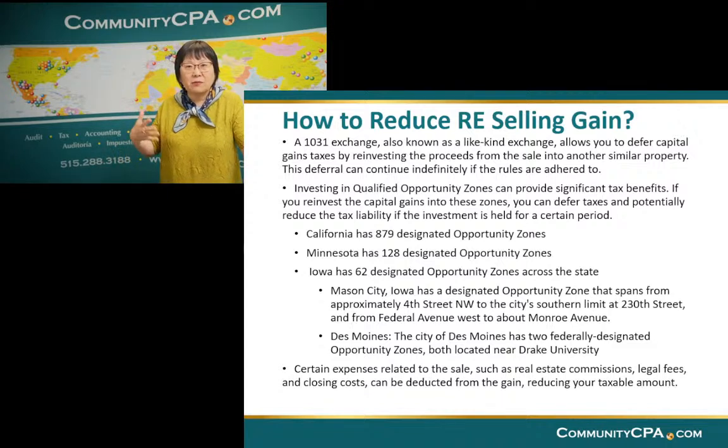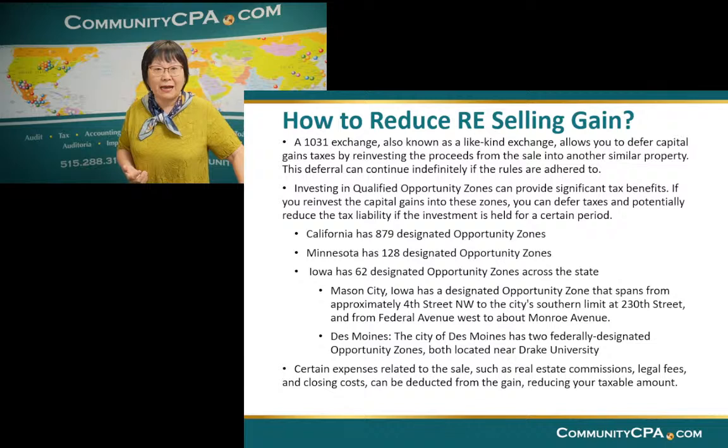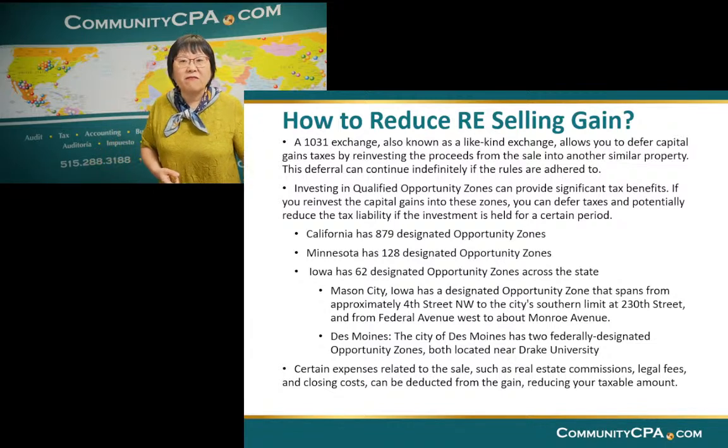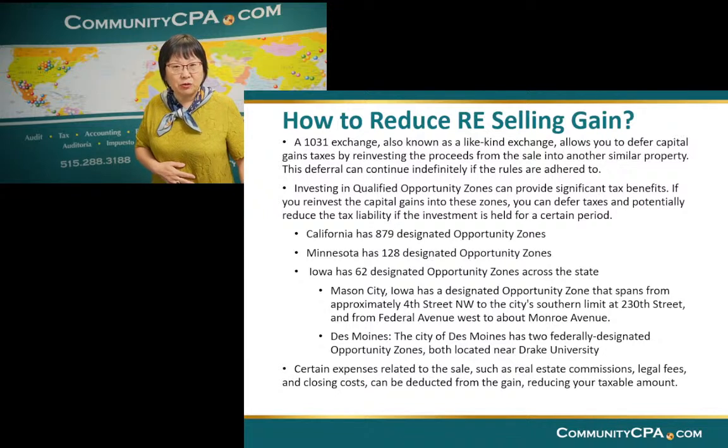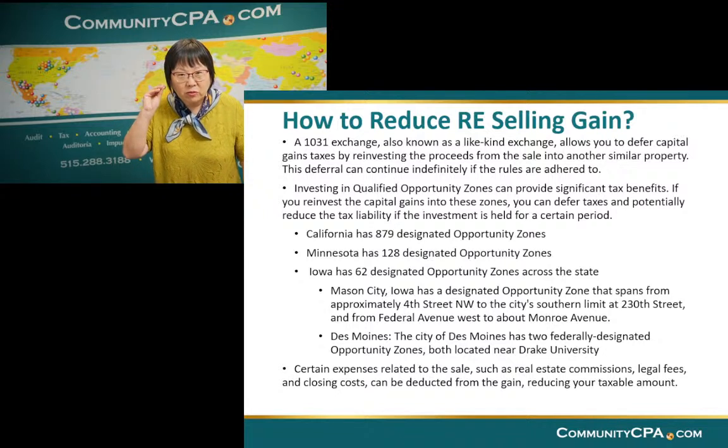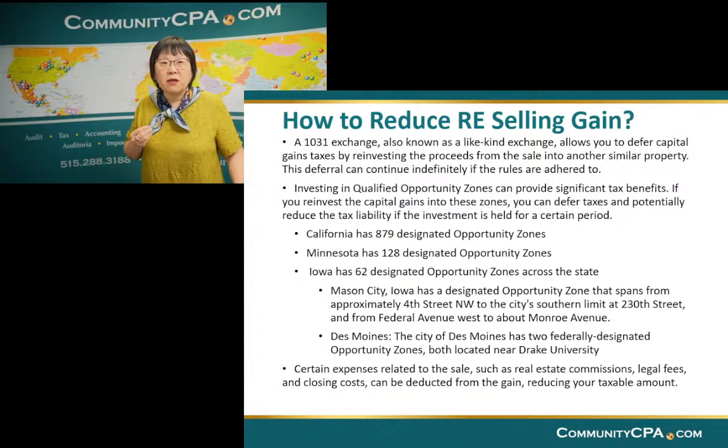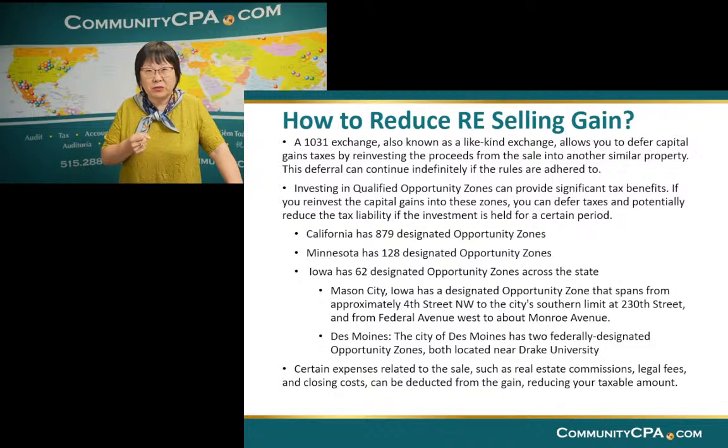So if you invest in property in that area, you get a break on the capital gain tax. Des Moines, the same thing. The City of Des Moines has two federally designated opportunity zones, and they're all located close to the Drake University area. Folks know what I'm talking about if you live here. Okay, so those are opportunities to help you get away from or reduce your gain tax, right?